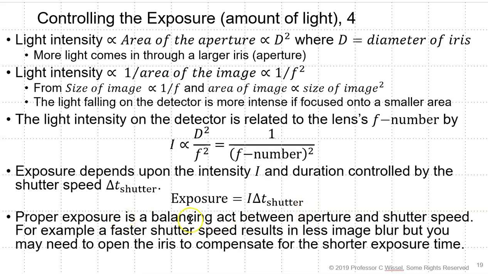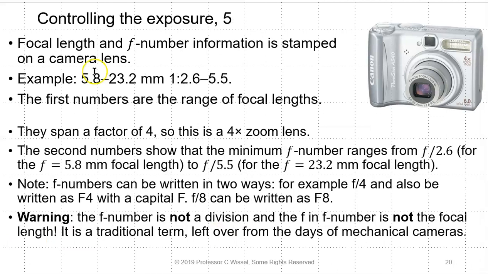Now, proper exposure is a balancing act between the aperture and the shutter speed. For example, faster shutter speed results in less image blur if you're trying to photograph something that's fast moving, but you may need to open the iris further to compensate for the shorter exposure time. We want to control the exposure.